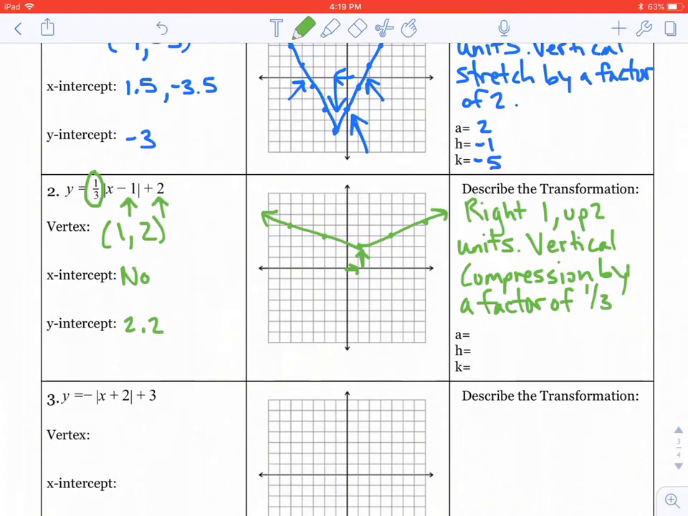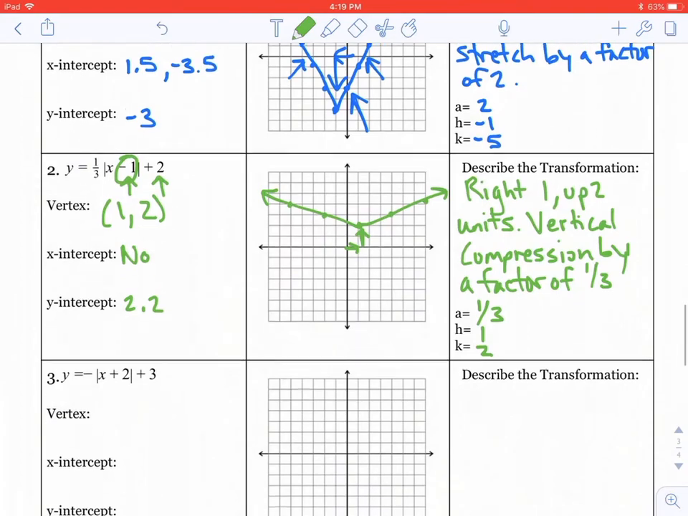And the last thing to do is pick out A, H, and K specifically. So A is the number in the front, which was the 1/3. H is the number inside the absolute value symbol, but change the sign when you pick it out. So that was +1. And K was the number in the back, which is 2. And that is it for that one.